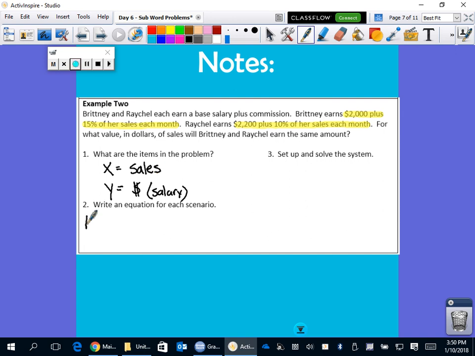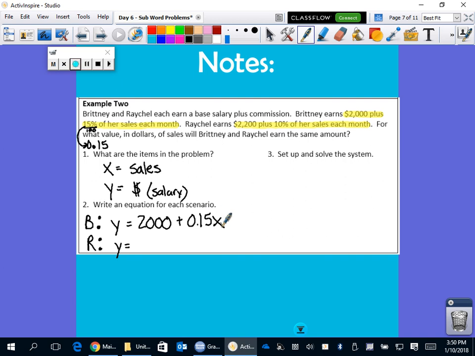So we have our two girls here. We have Brittany and we have Rachel. Again, they're going to start with Y equals because you have to do stuff. 2,000 plus 15% of her sales each month. So she gets $2,000 no matter how much she sells. Now 15%, we can't leave that as a percent. We have to change it to a decimal so it becomes 0.15. So 0.15x.